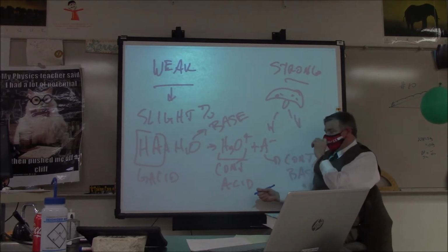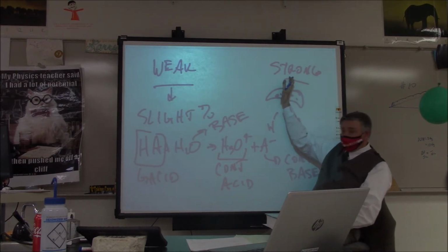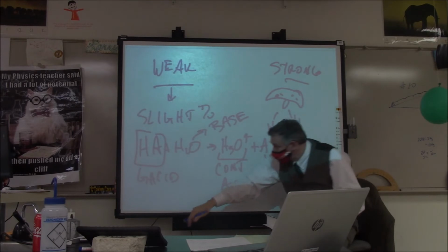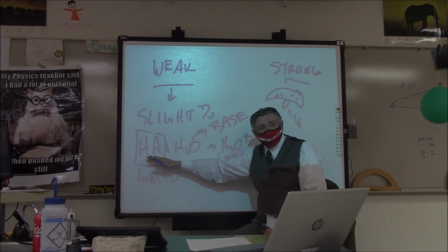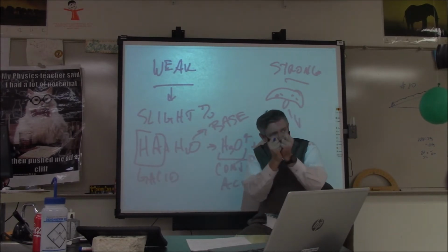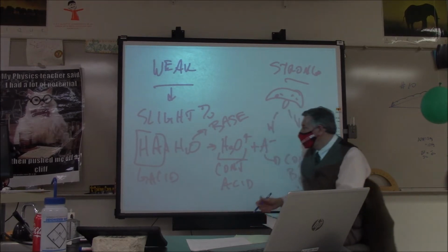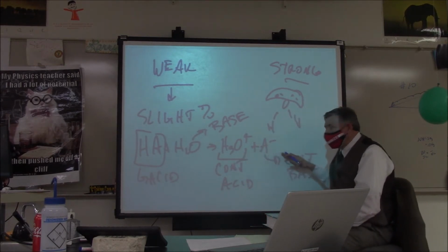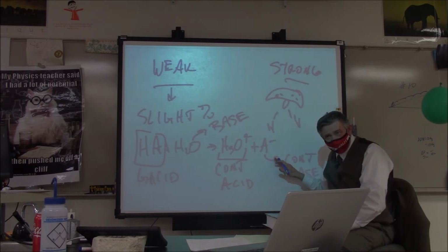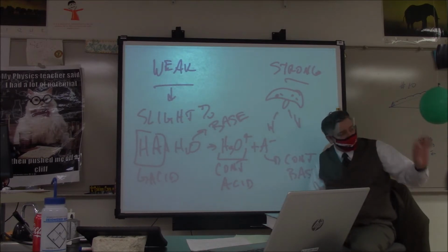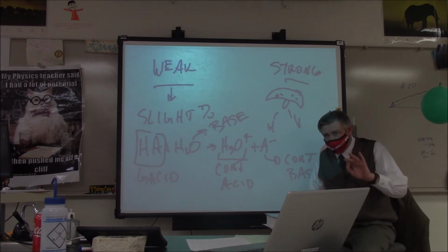Okay? Now, if it's a strong acid like hydrochloric acid, you would basically see none of it existing as HCl. And you would see it all existing like this. Okay? So that's the fundamental difference that you have to get straight.